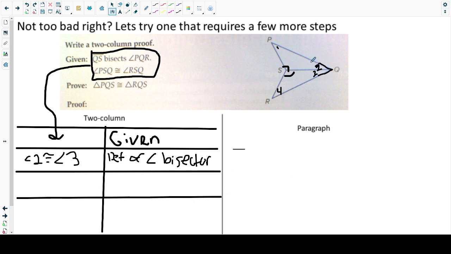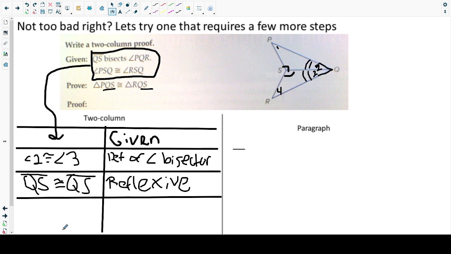And so now we have these two angles congruent, double arcs for them. So we have an angle pair congruent. We need a side pair. And luckily, once again, we have a reflexive piece, QS and QS. So we can say that QS is congruent to QS by reflexive. And these are bars over them.